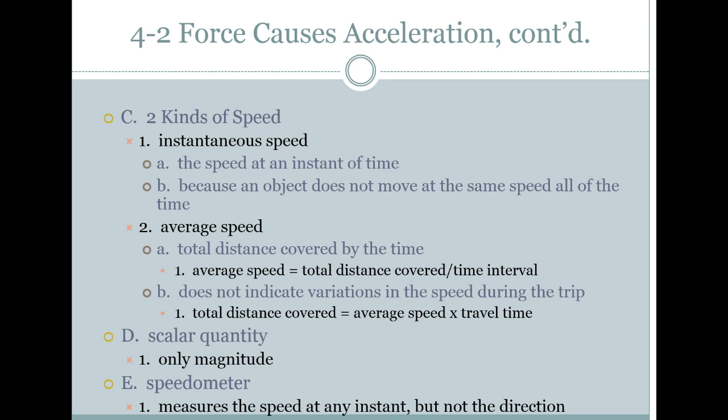If we know average speed and travel time, the distance traveled is easy to find. A simple rearrangement of the definition gives us, for example, total distance covered equals average speed times travel time. For example, if your average speed is 80 kilometers per hour on a 4-hour trip, then you can cover a total distance of 320 kilometers.